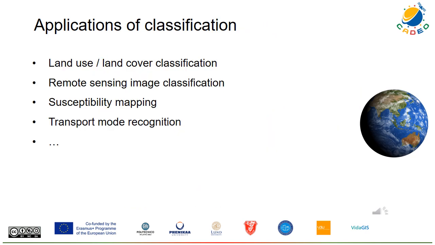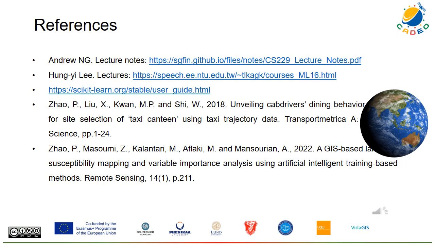Of course, there are some other applications of classification in GIS, such as land use land cover classification, remote sensing image classification, susceptibility mapping, transport mode recognition, etc. Here are some references and also the 2 papers we selected for the applications. So if you want to know more details about these applications, please feel free to read these papers.